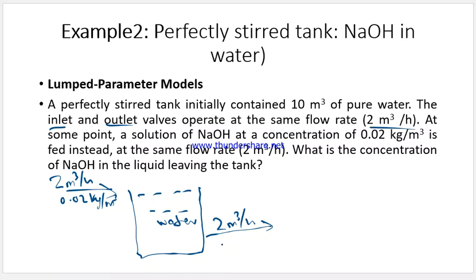But we don't know the concentration of sodium hydroxide here. We only know the bulk liquid leaving. So let's put that also as X kilogram per meter cube. Remember, if X is leaving, that means what is here is also X, because what is inside there is also X. And you remember, it is perfectly stirred. So that means our concentration is uniform throughout the tank. So that means our tank is the control volume.